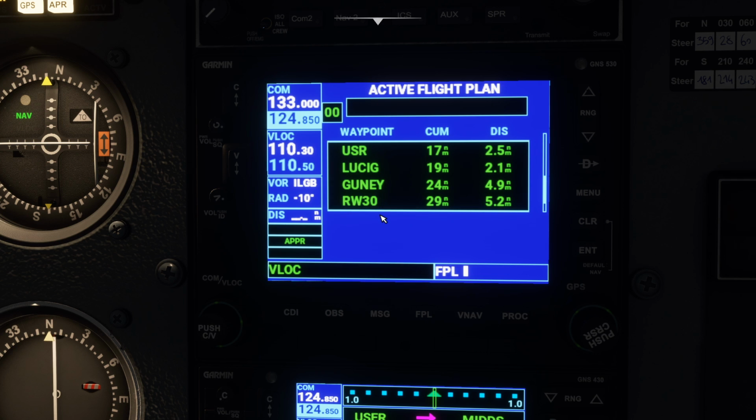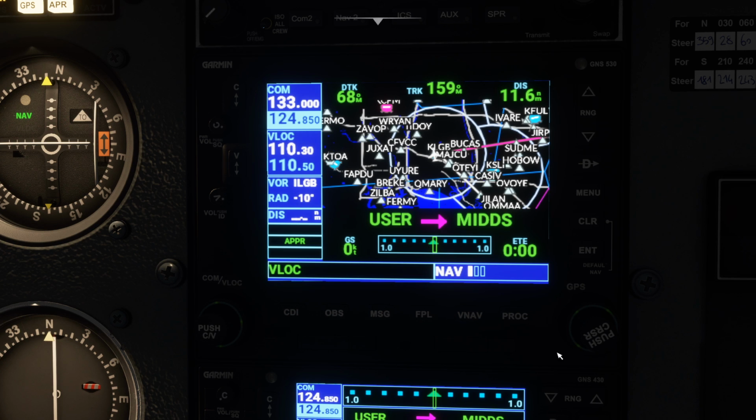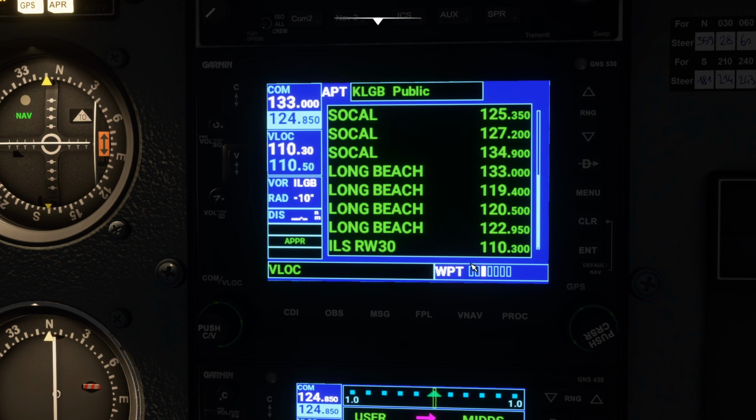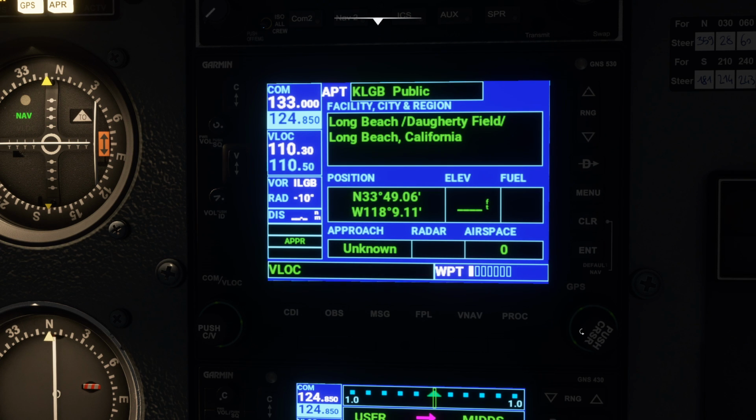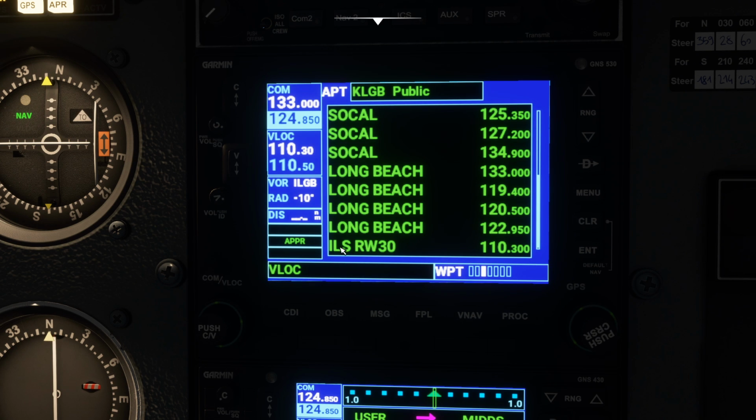So then, like I showed before, you can go in and find the localizer frequency by going back to the home screen, holding clear to get back there, change to the second page group, which is waypoint. And then I had pre-selected this before, but you can input your waypoint here and then go to page 3 and look up the ILS frequency here at the bottom, 110.3.